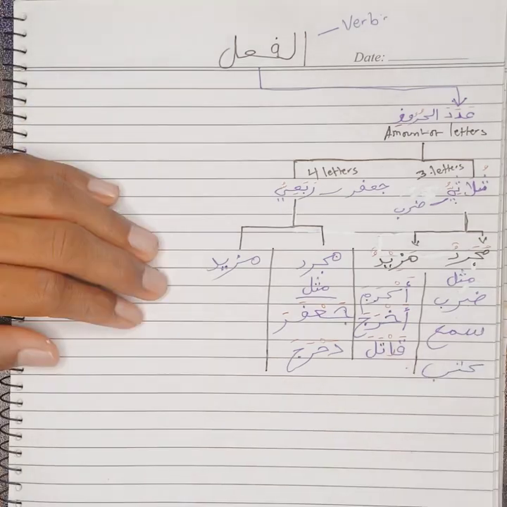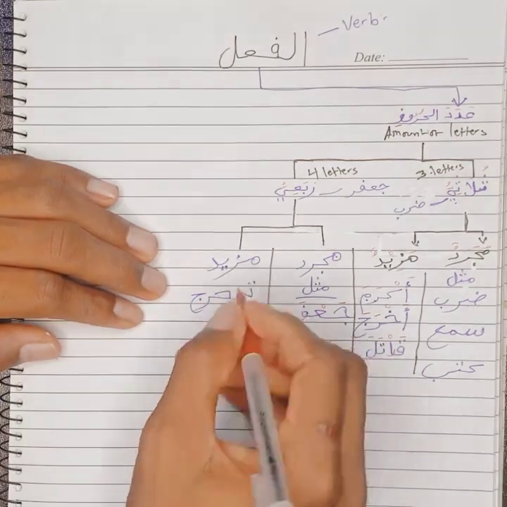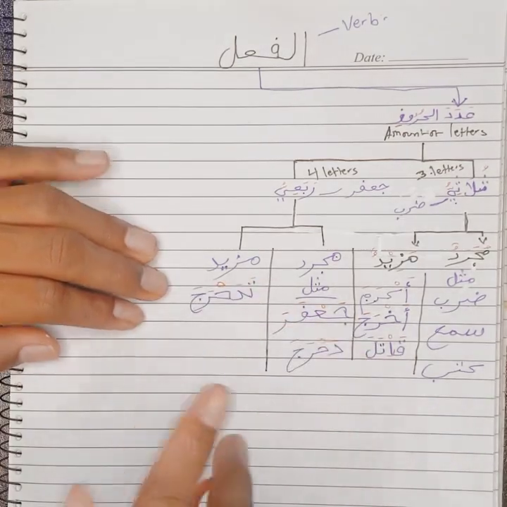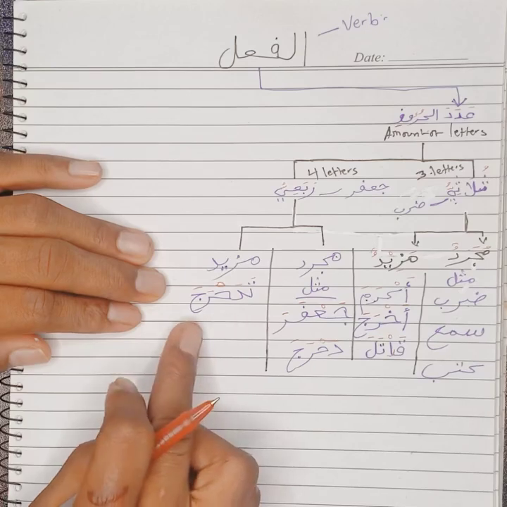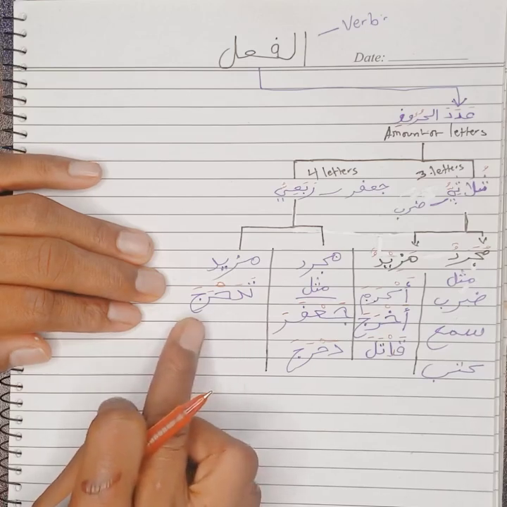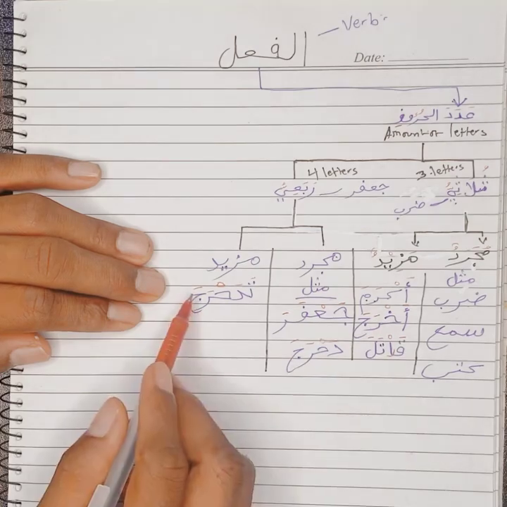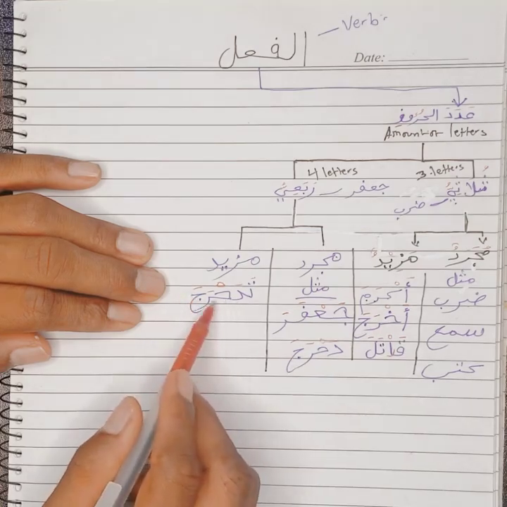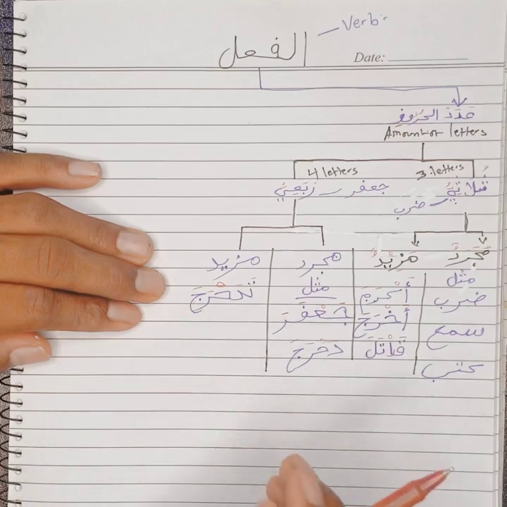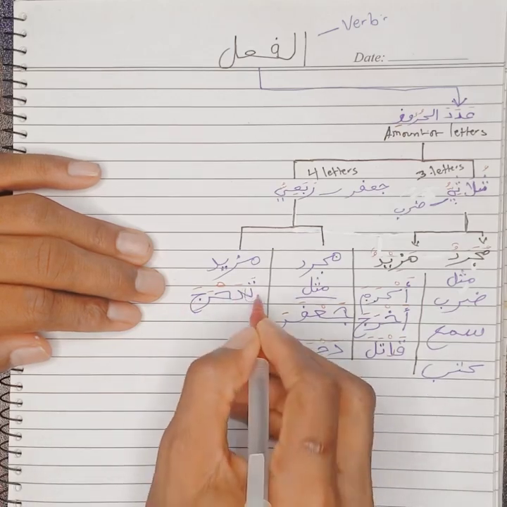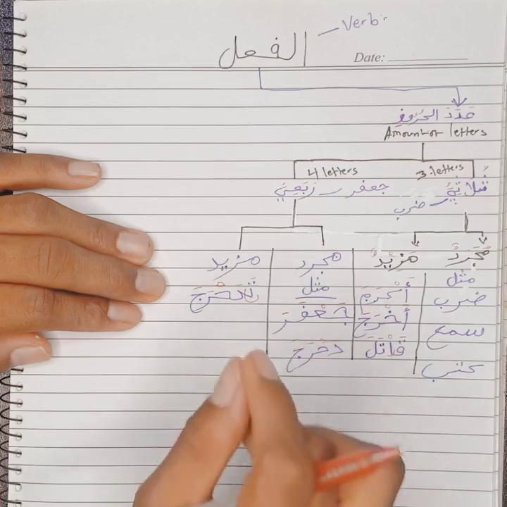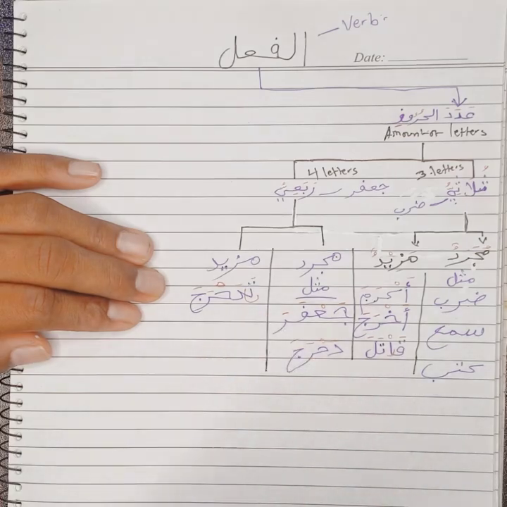I'll give an example of a similar verb so you will see the difference. The verb tadaharaja. Tadaharaja is a ruba'i mazidu fi. We already have here daharaja. So we've understood now that da, ha, ra, jim are the original letters. As for the ta at the beginning of the verb, it's an additional letter. It's not part of the original letters.